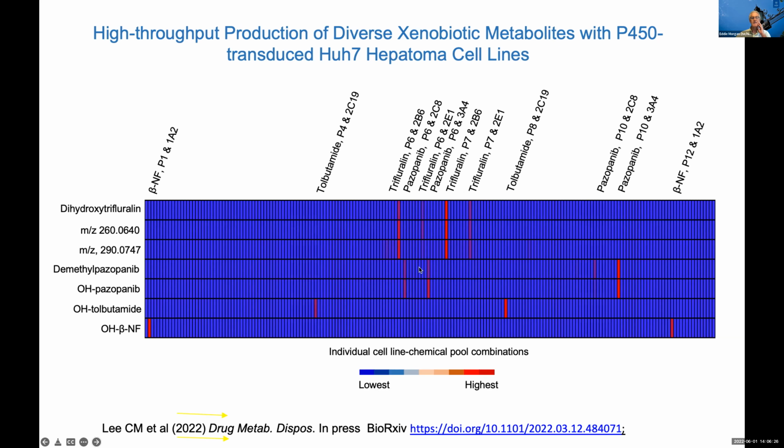Same story with pazopanib here. The metabolites were detected only in wells that had pools that contained pazopanib, and the generation of these 2 metabolites was specific to CYP3A4 and 2C8. So I won't go through the last 2, but you get the idea.